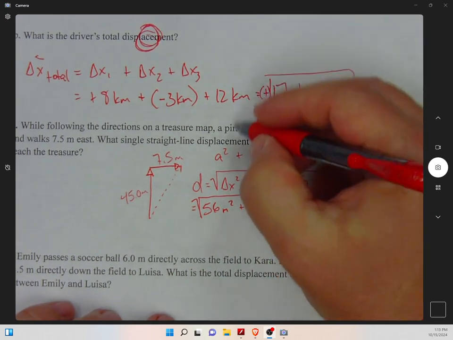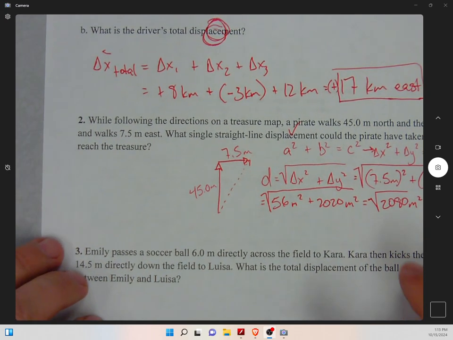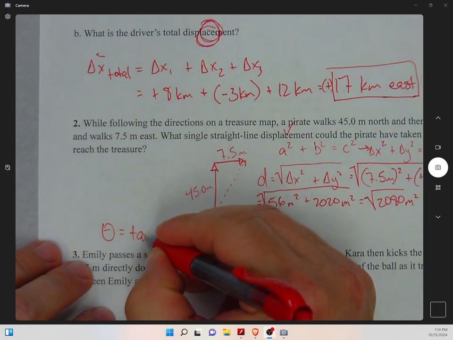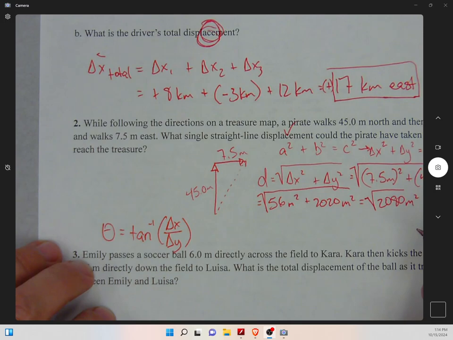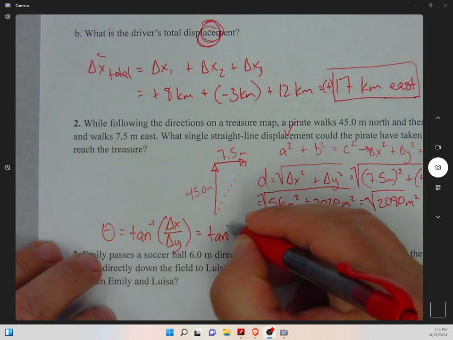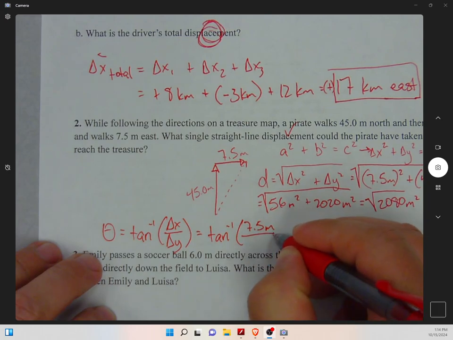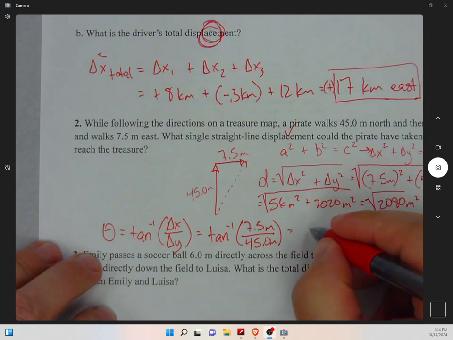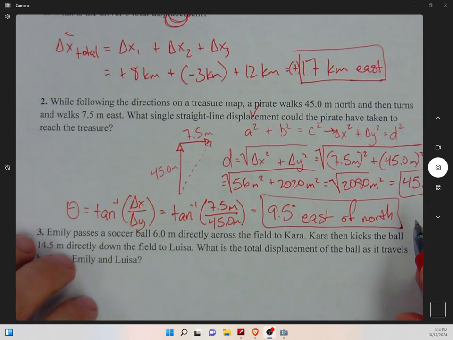Okay, this is just the magnitude. I am being asked to solve for a displacement, so I need a direction. Now, we are going to use theta to represent that angle, and theta is equal to the inverse tangent of your delta x value divided by your delta y value, which is to say, inverse tangent comes out to be a little off the screen there again, sorry.